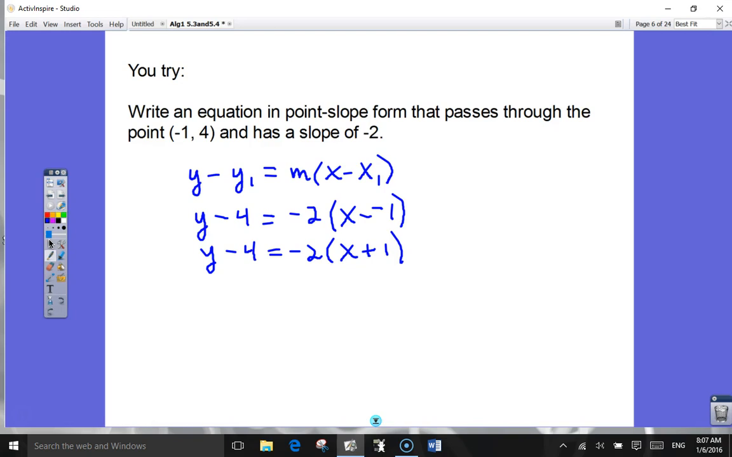Nope. Where did you distribute the negative 2x minus 2? Yeah, it's distributive property. Negative 2 times x. Negative 2 times 1. Come on now. If you don't know distributive property, or if you don't know how to cancel a minus 4 on one side, there's not much we can do for you here.